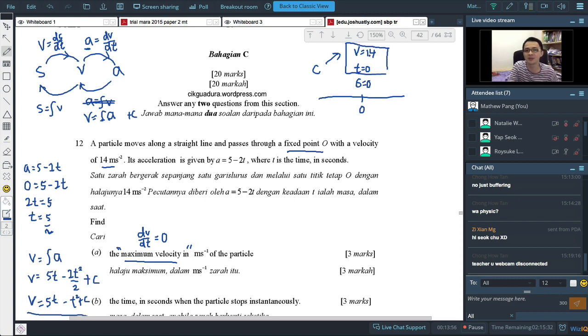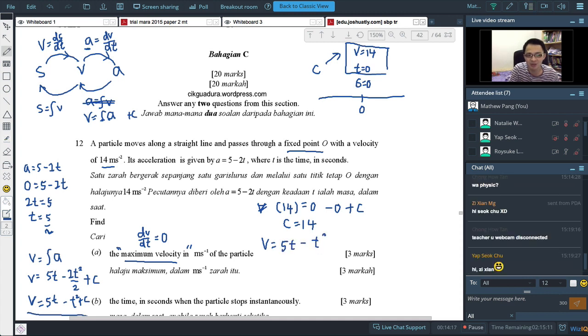So when my t equals to 0, v will equal to 14. So I get 0 minus 0 plus c. So therefore, c equals to 14. Therefore, I have the equation which is v equals to 5t minus t square plus 14.